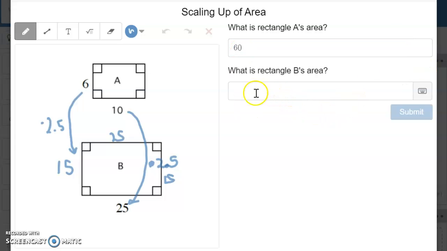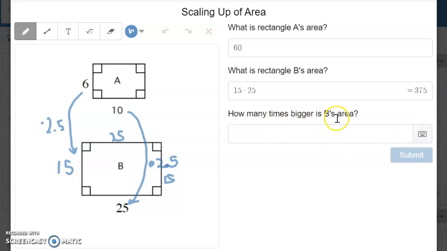What about area B? Rectangle B. 15 times 25. Using the calculator, I can get the decimals to do that for me. So 15 times 25 is going to be 375.